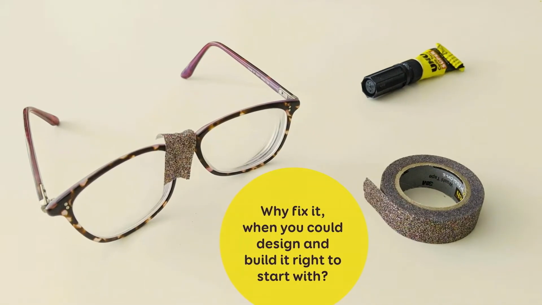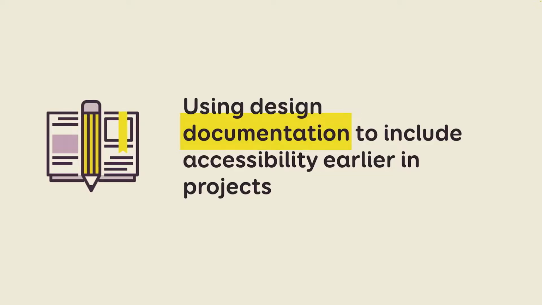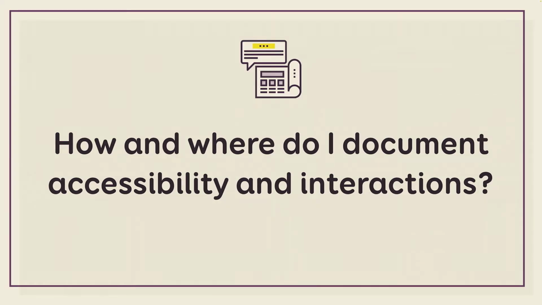The issue is, why would you want to fix something when you could design it the right way to start with? This is why I think we need to bring accessibility awareness earlier in the project. And I think design documentation can help us achieve that. So the first question is usually how and where do I document accessibility and interactions?